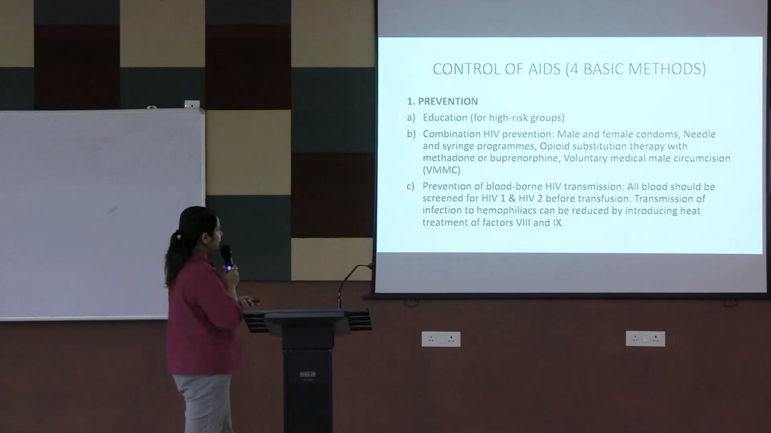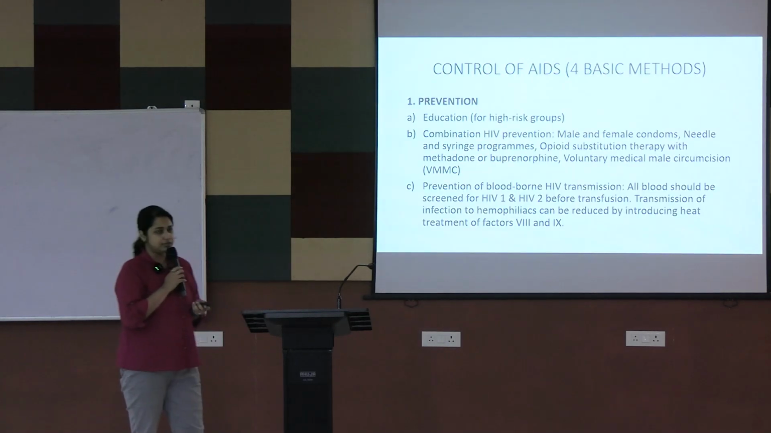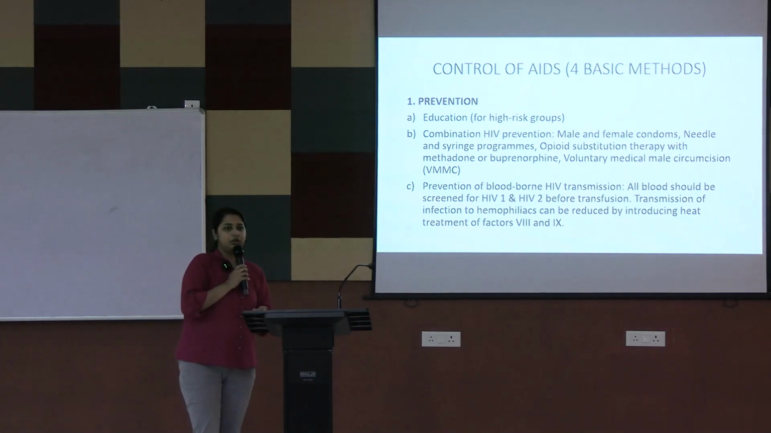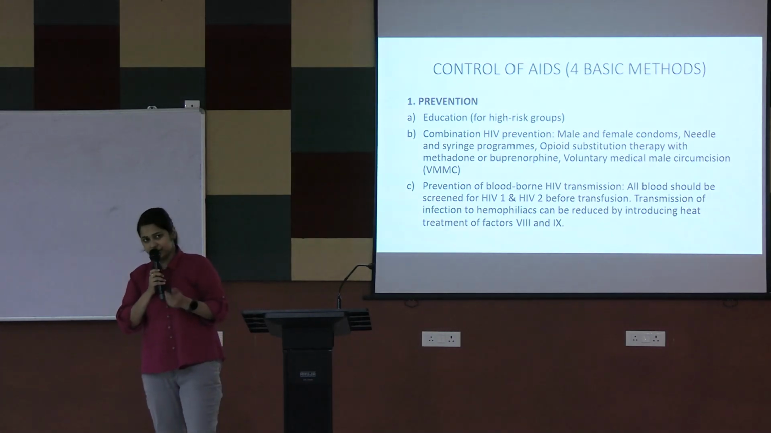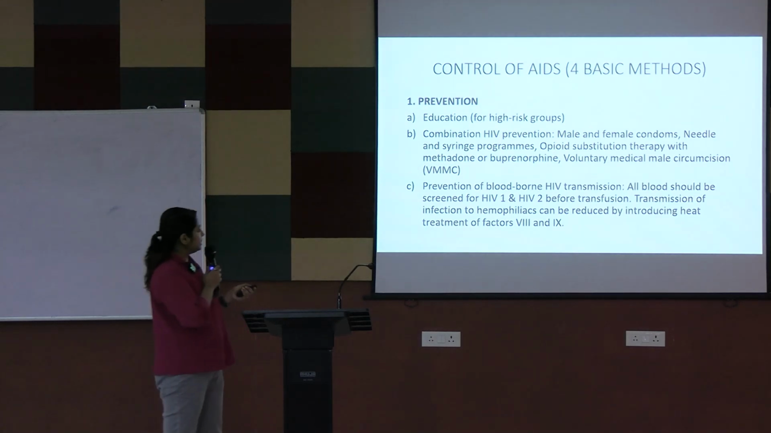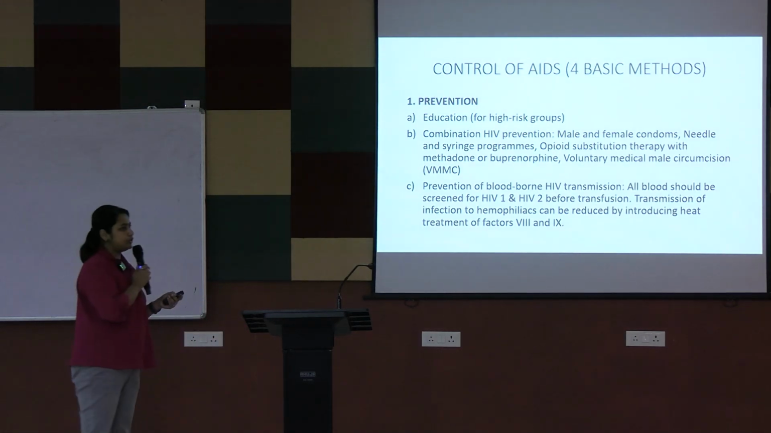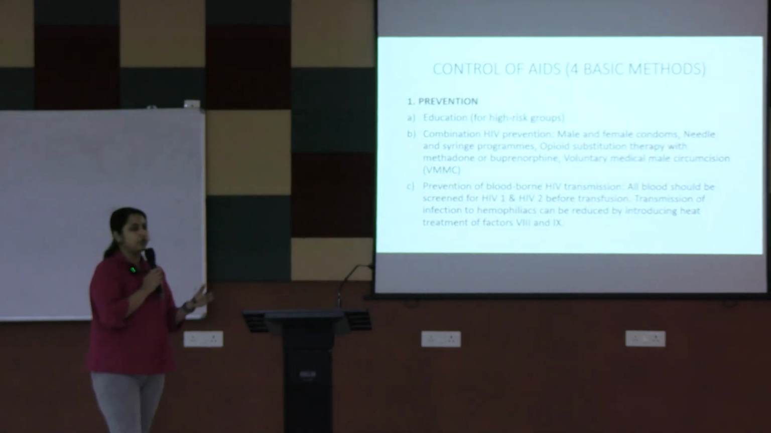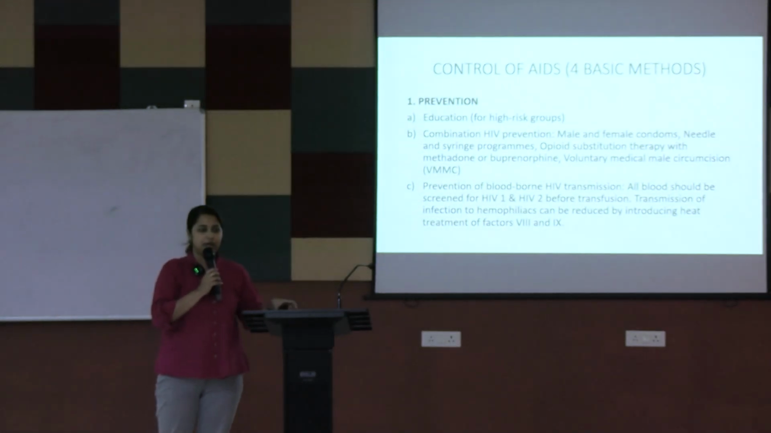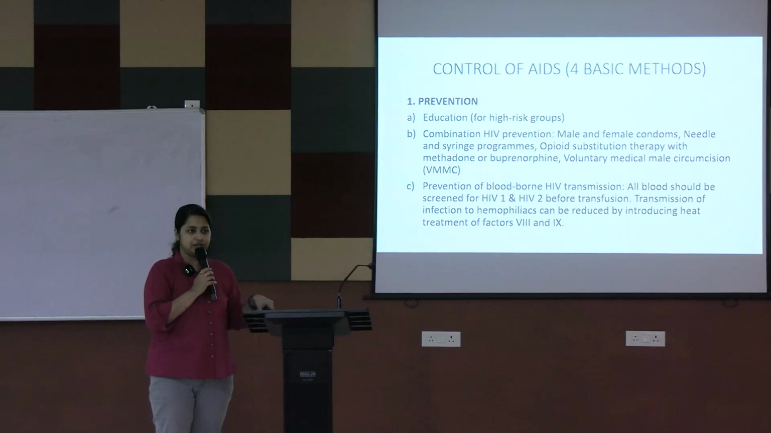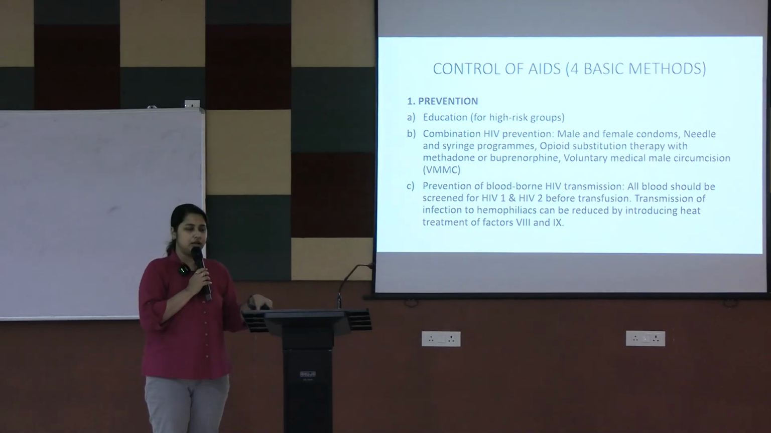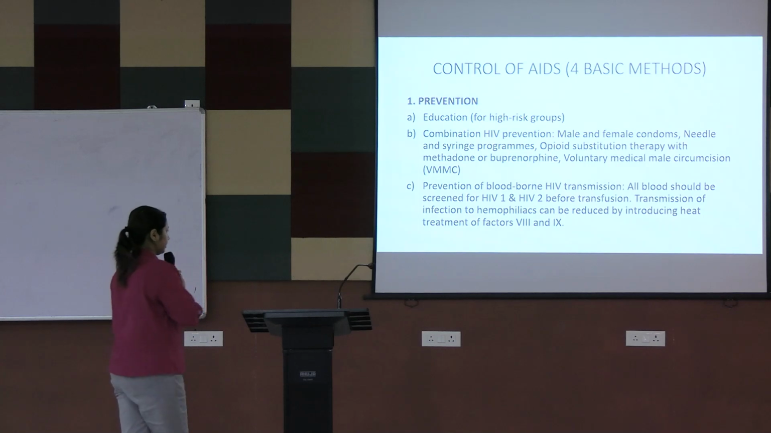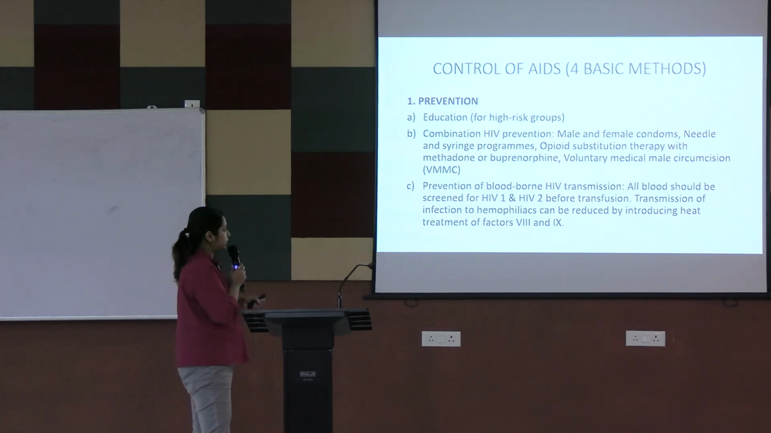So how to control AIDS? There are 4 basic methods, just remember the points. Firstly, you do the prevention. You promote education for all the high risk groups. Combination HIV prevention: you counsel them that certain contraceptive methods in combination can be used to prevent the transmission of HIV. Even if someone has HIV, he can prevent the transmission by combination contraceptive methods like male and female condoms.